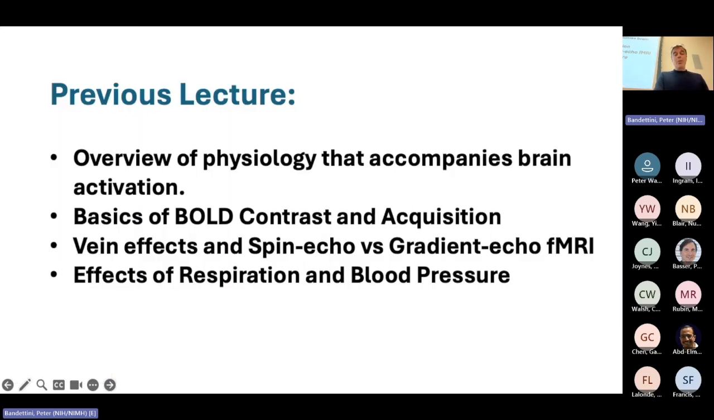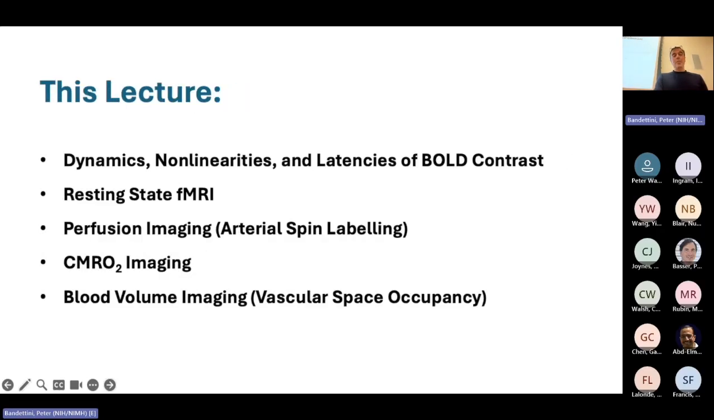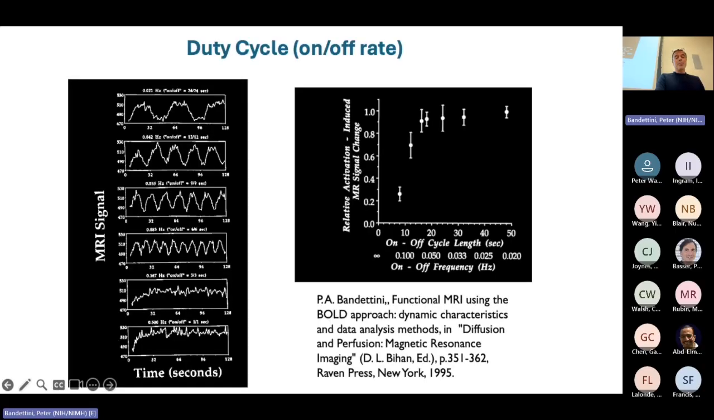In the previous lecture, I talked about the physiology that accompanies brain activation, the basics of BOLD, vein effects, gradient echo versus spin echo, and the effects of respiration and blood pressure. In this lecture, I'll talk about the dynamics, the nonlinearities, the latencies, and a little bit about resting state. There will be a lot more later on perfusion imaging, CMRO2 imaging, and blood volume imaging.